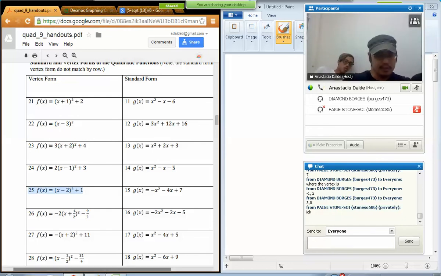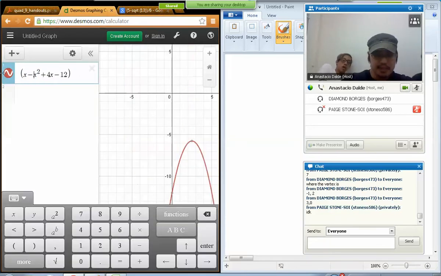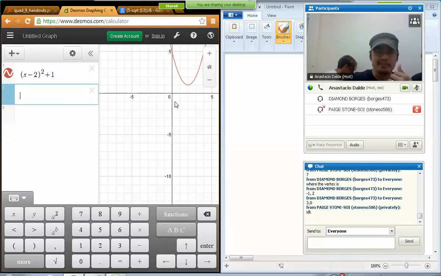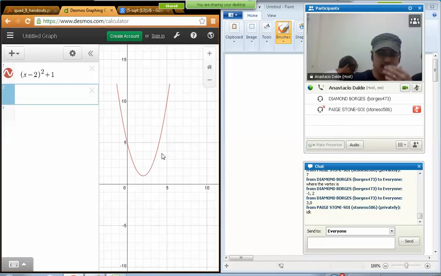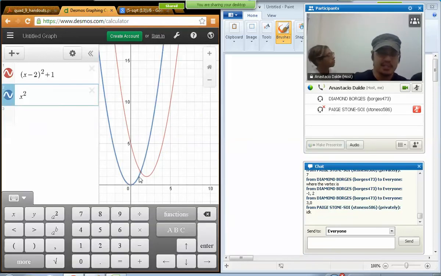If you want me to graph it, I can do a Desmos on that one. It was x minus 2 squared plus 1, right? Look, it's a regular parabola, because a regular parabola is x squared. The difference is I moved it to the right 2 units and up 1. That negative 2 actually moves it to the right instead of the left, although you would have thought that it moves it to the left. Does that make sense to you, Paige?